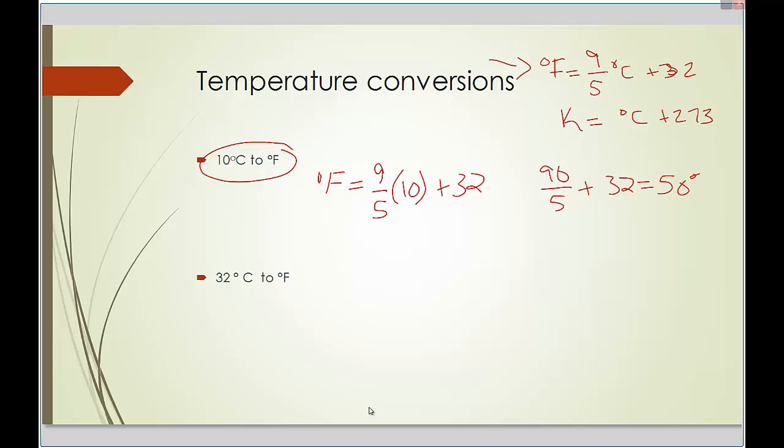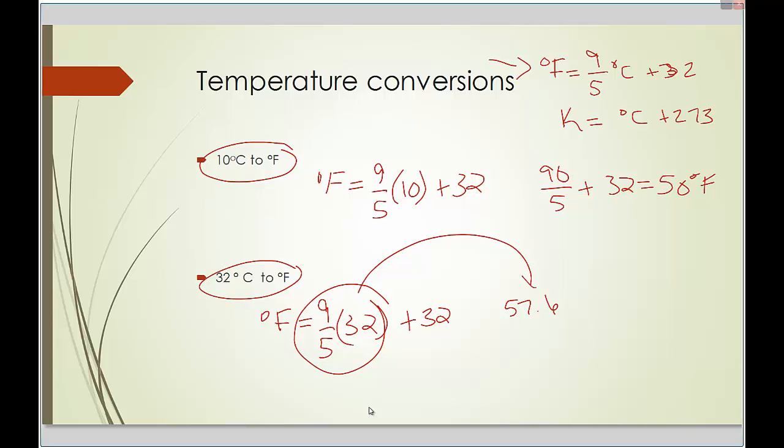The next one is 32 degrees Celsius to Fahrenheit. So we're going to use the exact same equation. So 9/5 of 32 comes out to be 9 times 32 divided by 5, 57.6. Plus 32. It tells us that the temperature is going to be 89.6 degrees Fahrenheit.